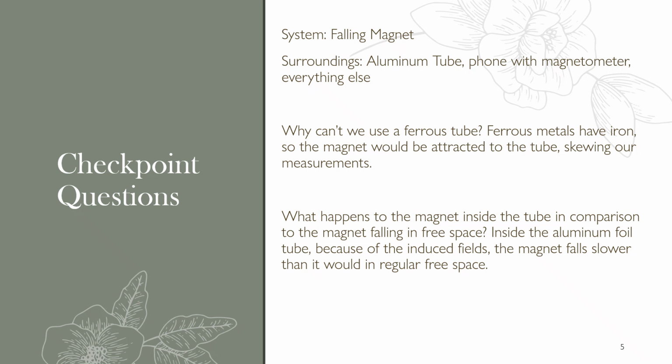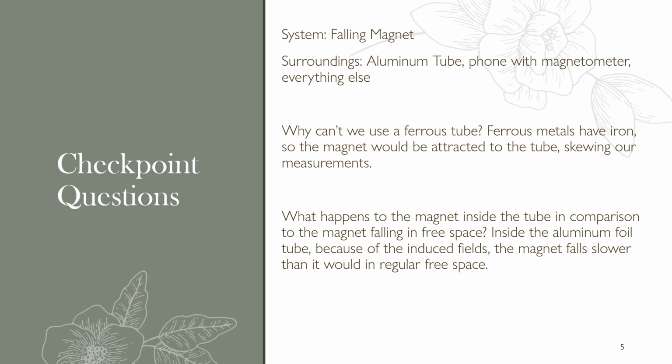Well, ferrous metals have iron, and the magnet would be attracted to the tube because it's attracted to iron and other ferrous metals, and this would either just have the magnet latch on to the tube or skew our measurements and results in some way by its magnetic force. So we can't use a ferrous tube.